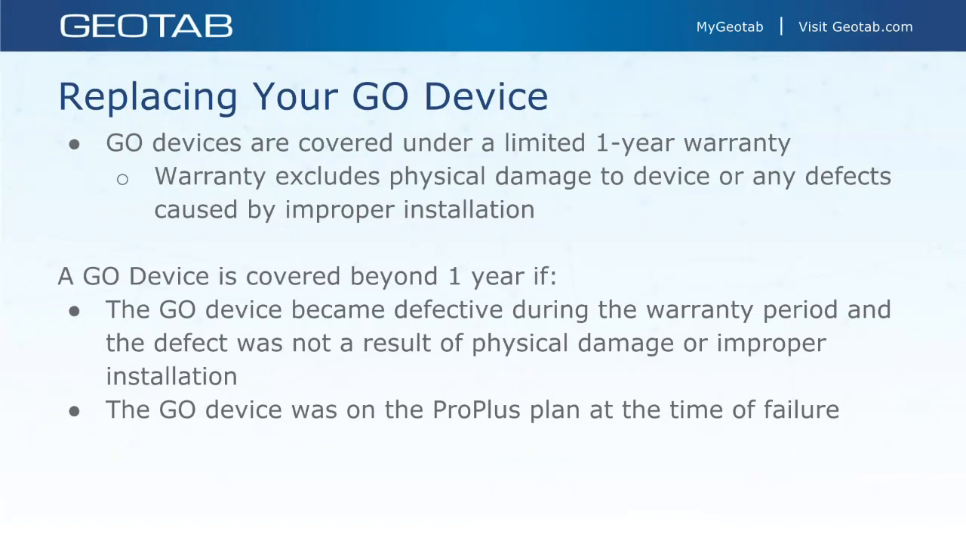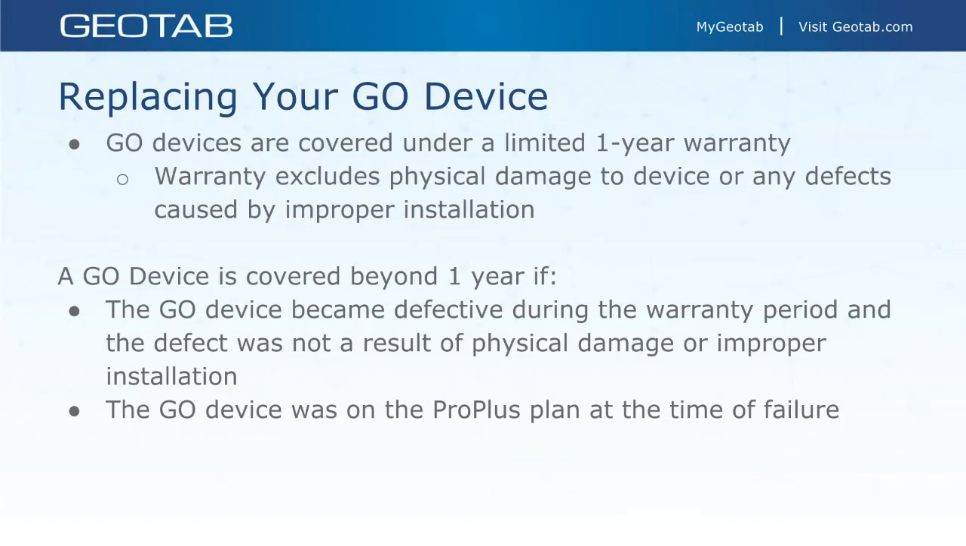Now, there are a couple instances where a Go device is covered beyond 1 year. Option number 1, the Go device became defective during the warranty period, and just as above, the defect was not a result of physical damage or improper installation. So if you have one of those report to reseller faults, flash memory failure, GPS module not responding, report to reseller, if that happened within the first year, then you're good and you're covered. If it happened after the first year, then that device is not covered under warranty.